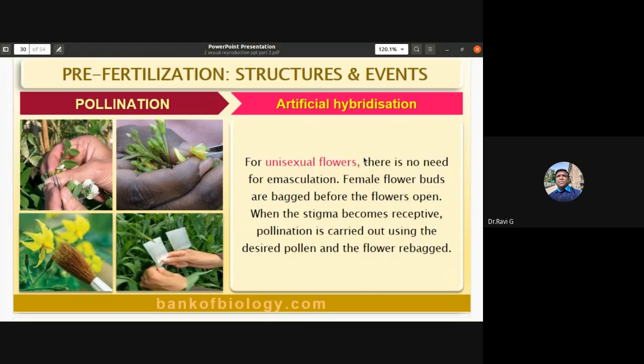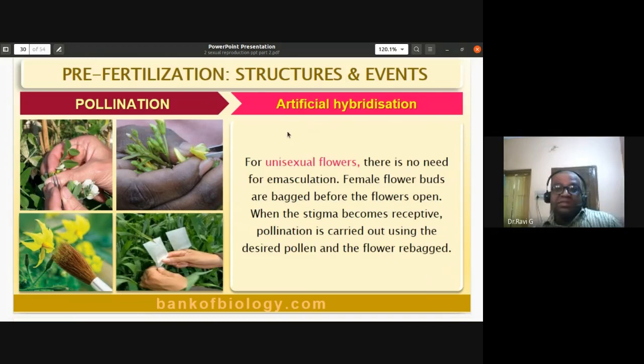For unisexual flowers, there is no need for emasculation. Female flower buds are bagged before the flower opens. That is the only thing that you have to do. In unisexual flowers, you need not remove the anthers, since stamens are not there; the reason is that they are unisexual flowers. The female flowers should be bagged before the flower opens. When the stigma becomes receptive, pollination is carried out using the desired pollen, and after pollination the flowers are rebagged.